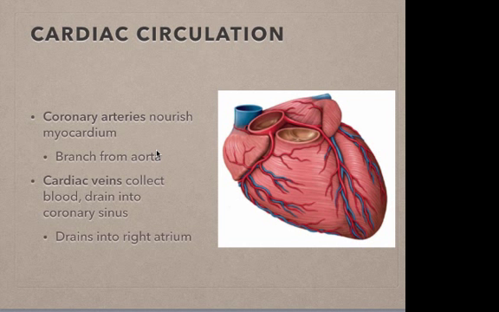So coronary arteries are the ones here in red that nourish the myocardium. They branch down from the aorta, and there are several. You don't need to learn the names of them, but they are seen here between the atrium and the ventricle, and then here between the right and left sides of the heart.